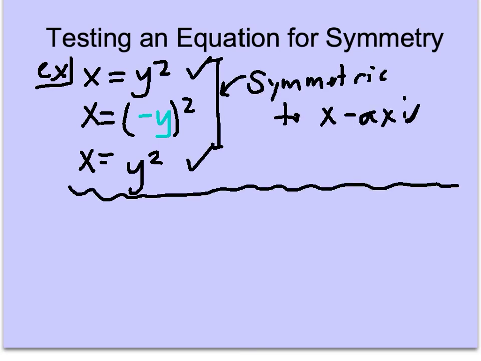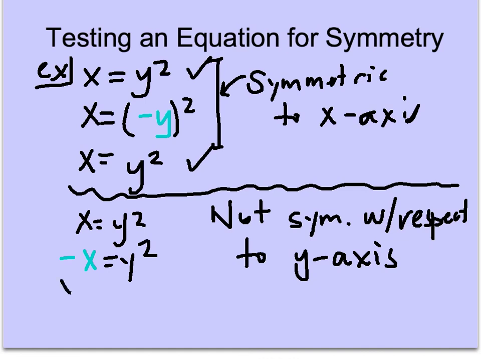And now I'm going to test it for symmetry along the y-axis. And to do that, I replace x with negative x. The resulting equation is negative x equals y squared, which is not equivalent to the original equation, so it's not symmetric with respect to the y-axis.